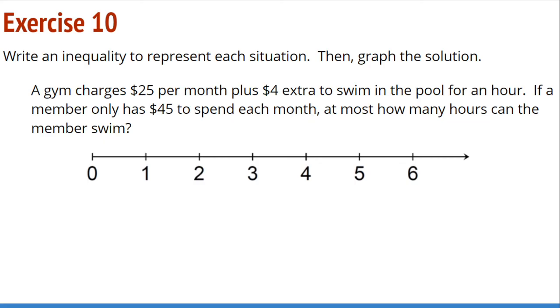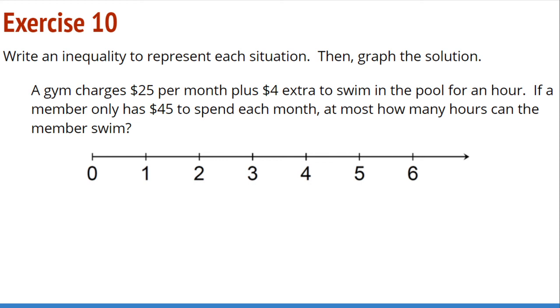Write an inequality to represent each situation. Graph the solution. A gym charges $25 per month plus $4 extra to swim in the pool for an hour. If a member only has $45 to spend each month, at most, how many hours can the member swim?